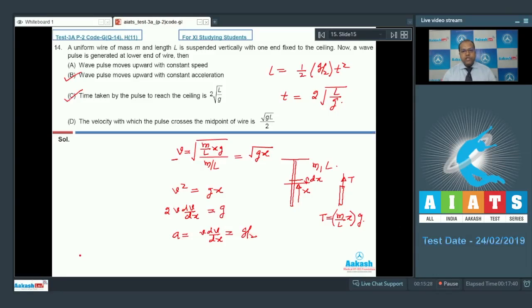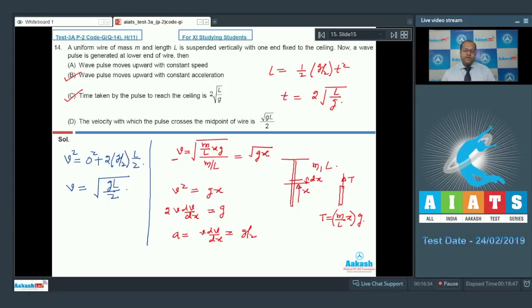In option D, the velocity with which the pulse crosses the midpoint of the wire is given. When the pulse reaches the midpoint, the displacement of the pulse is L by 2. So we can write v square is equal to initial velocity 0 plus 2 times acceleration, that is g by 2, into L by 2. So it comes out to be under root of gL by 2. But in option D, it is given as under root of gL by 2. So option D is wrong. So the correct answers for question number 14 are options B and C.